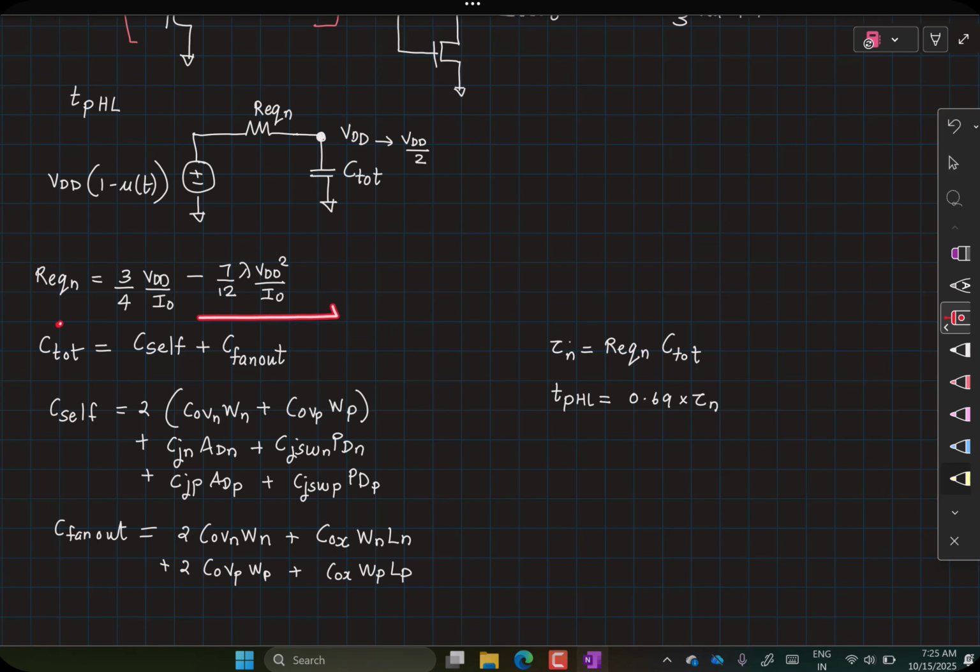Which means when you are dealing with a TPLH, the propagation delay from low to high, the only thing that you need to recalculate is your R equivalent. Instead of R equivalent N, you will do the calculations for the R equivalent P. The C total remains the same. So that does make our life a lot easier.